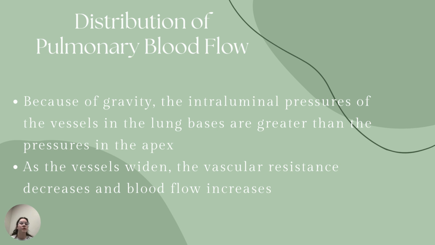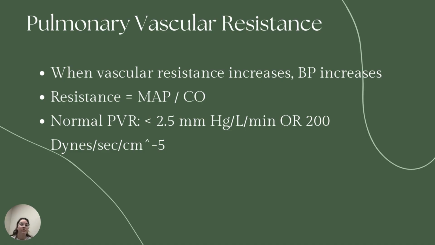We looked into the distribution of pulmonary blood flow. We know that gravity has a lot to do with how well you're oxygenating, and that proning can fix that when gravity is working a little too hard on your vessels. We looked at pulmonary vascular resistance. We know that that calculation is your mean arterial pressure divided by your cardiac output.